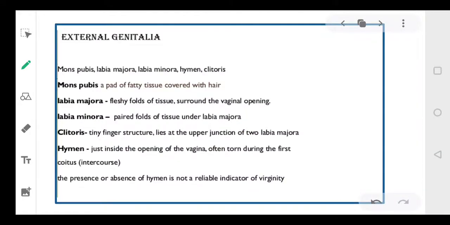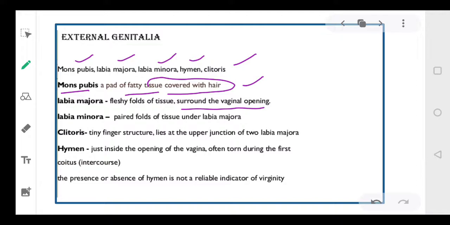Now coming to the external genitalia, dear students, the external genitalia includes the mons pubis, labia majora, labia minora, hymen, and the clitoris. See, the mons pubis is a fatty tissue covered with hairs. Then there are 2 folds that surround the vaginal opening. The bigger folds are referred to as labia majora, and the smaller folds are called labia minora. Then the clitoris is a tiny, finger-like structure present at the junction of the 2 labia majora.